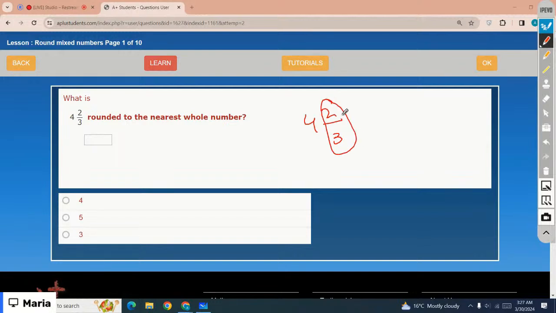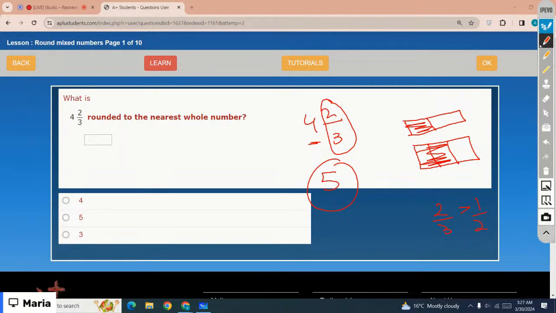You have to compare it to 1 by 2, right? So if you look at this one, you have 3 portions of a shape, and when you color 2 of them, that is more than one half, right? So that means 2 by 3 is greater than half, right? So you have to round up. 4 is rounded off to 5. You need to add 1 to the whole number, right? Because 2 by 3 is greater than 1 by 2, that's why it is rounded off to 5.